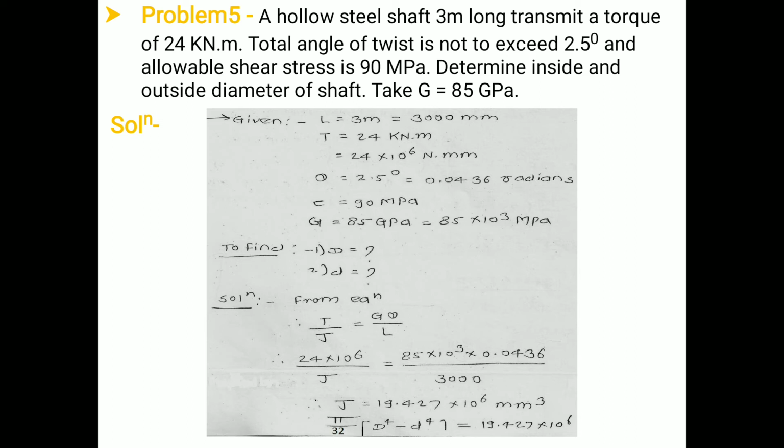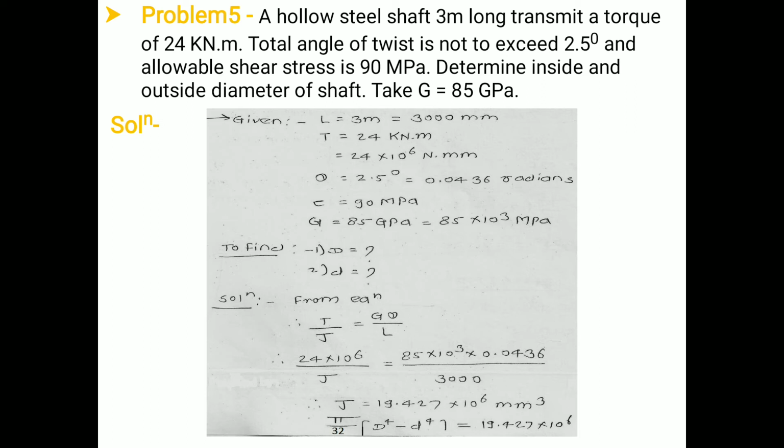So as per the statement given in the numerical, we have length of the shaft equal to 3 meters. So in mm it will become 3000 mm. Torque T is equal to 24 kilonewton meter. So we have to convert it into Newton mm because the value of length we have converted into mm. Therefore in Newton mm the torque will become 24 into 10 raised to 6 Newton mm.